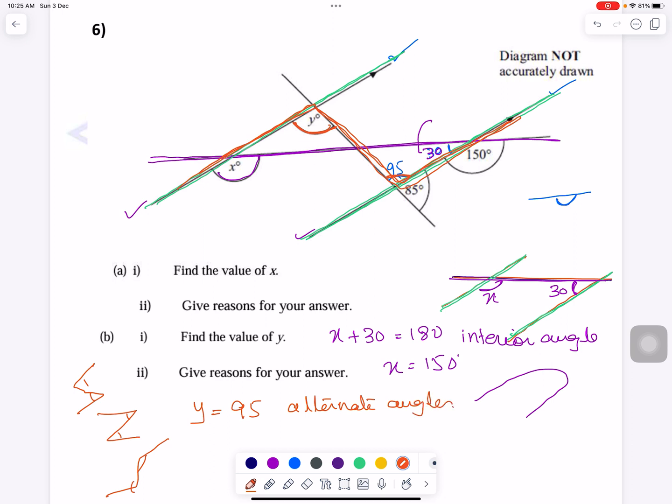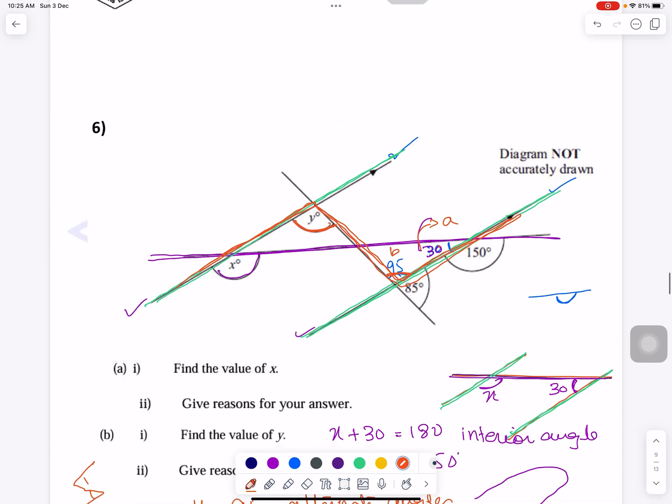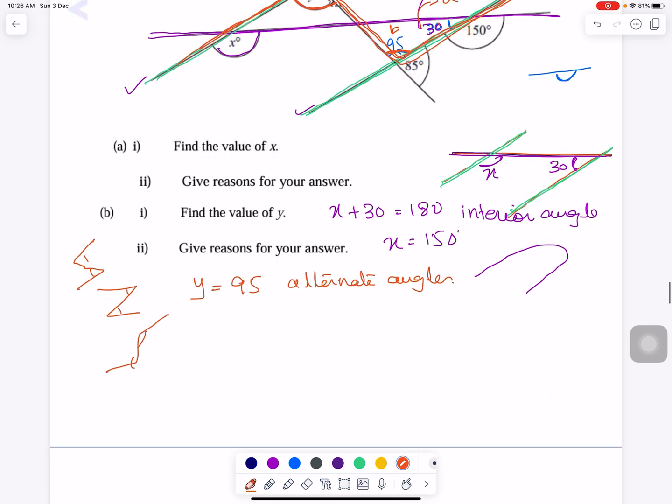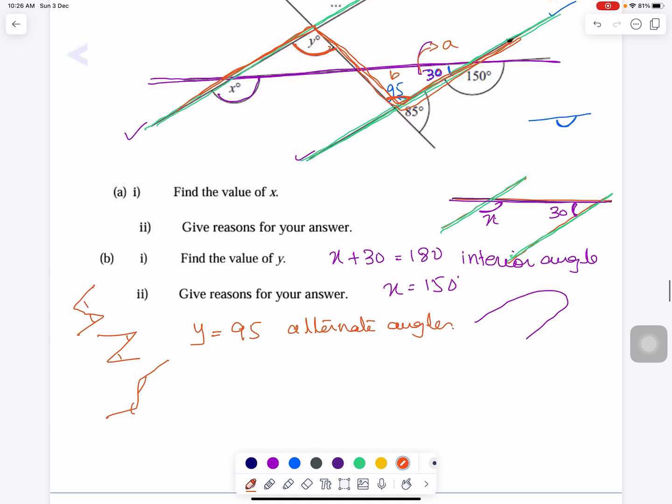And I would recommend that you do mention how you calculated 30 and how you calculated 95. So you can give it a name here in the beginning of the question. You call it A and you call it B. And you can say A equals 180 minus 150, angle on a straight line. Similarly, you can say B equals 180 minus 85, angle on a straight line. So in this way, one will know how you are getting all the angles, and you have given reason also. I hope you understood it.